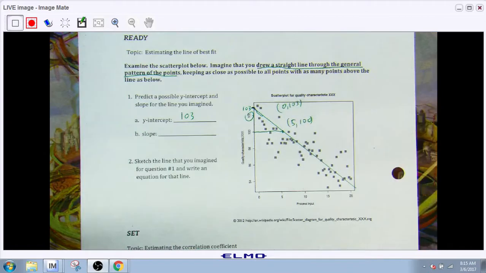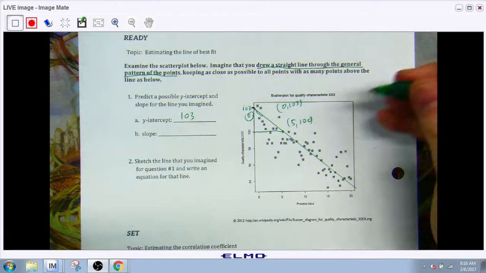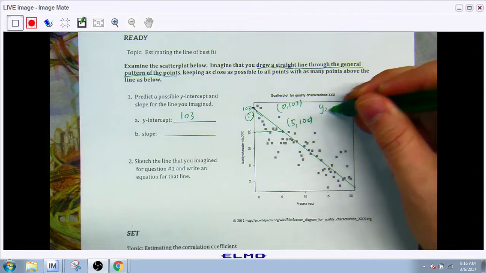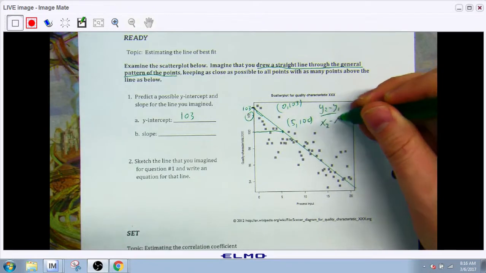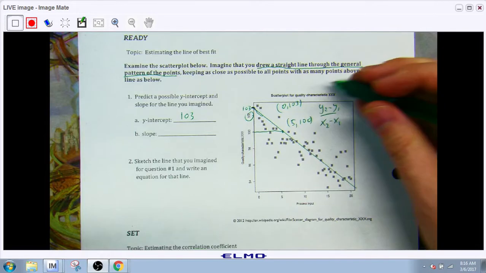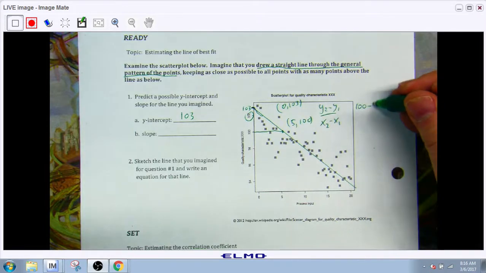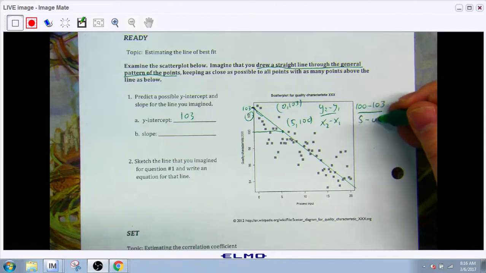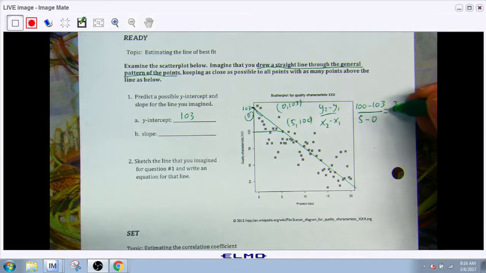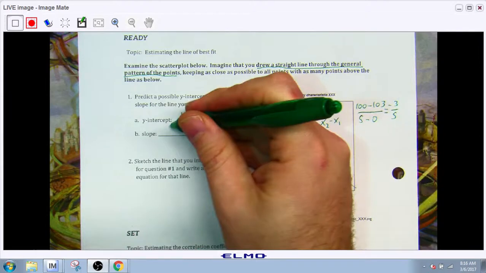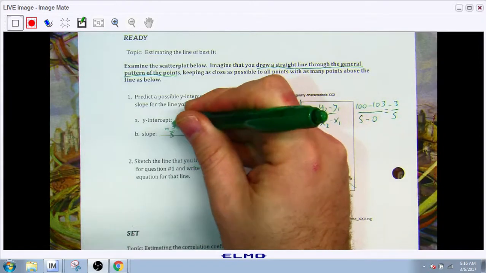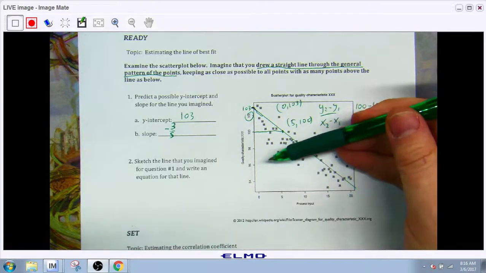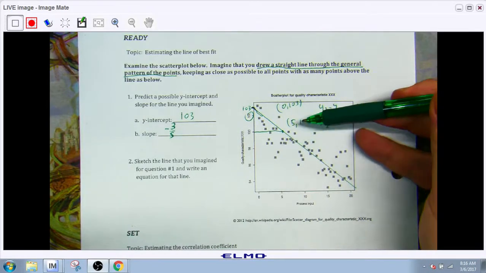From that, I can calculate my slope using my slope formula: y2 minus y1 all over x2 minus x1, which would give me 100 minus 103 all over 5 minus 0, giving me negative 3 over 5. So my slope is negative 3/5. Your slope, depending on how you drew your line and how you eyeballed where it crosses, may vary.